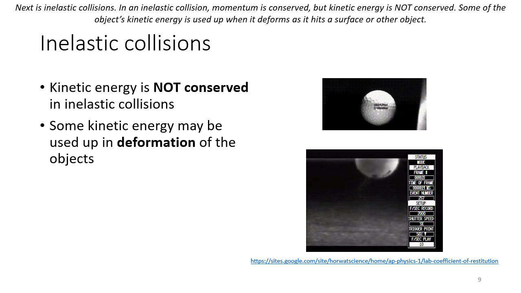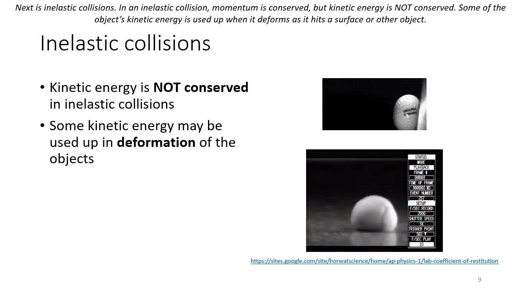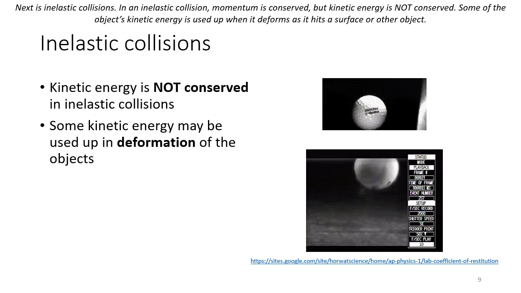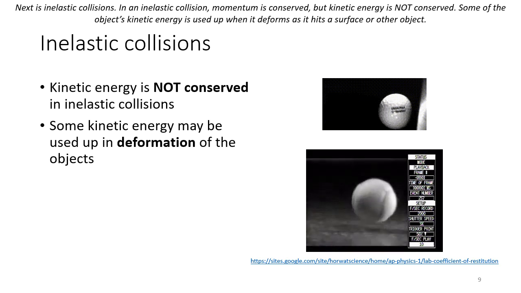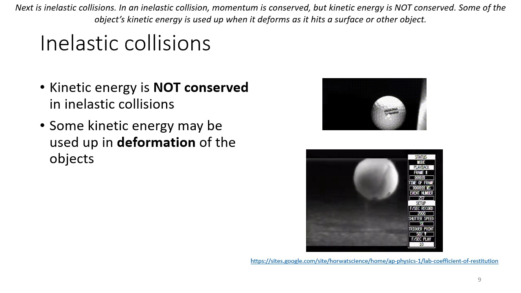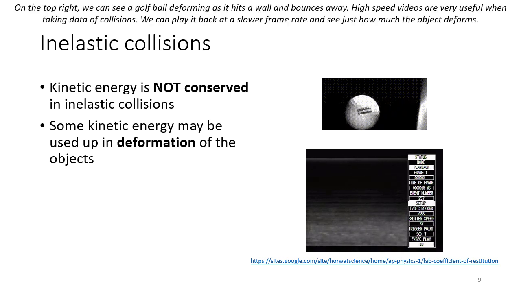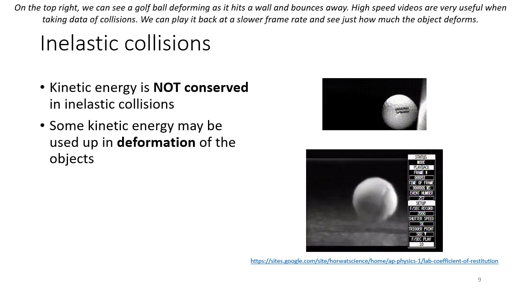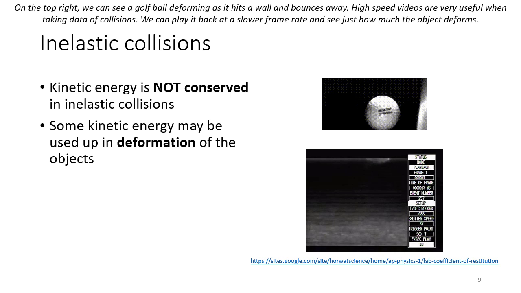Next is inelastic collisions. In an inelastic collision, momentum is conserved, but kinetic energy is not conserved. Some of the object's kinetic energy is used up when it deforms as it hits a surface or other object. On the top right, we can see a golf ball deforming as it hits a wall and bounces away.